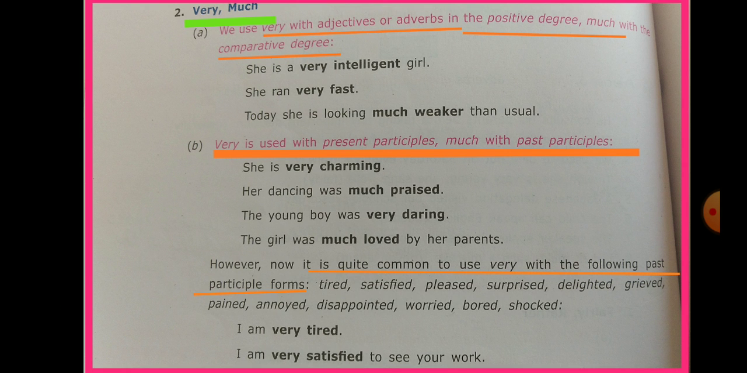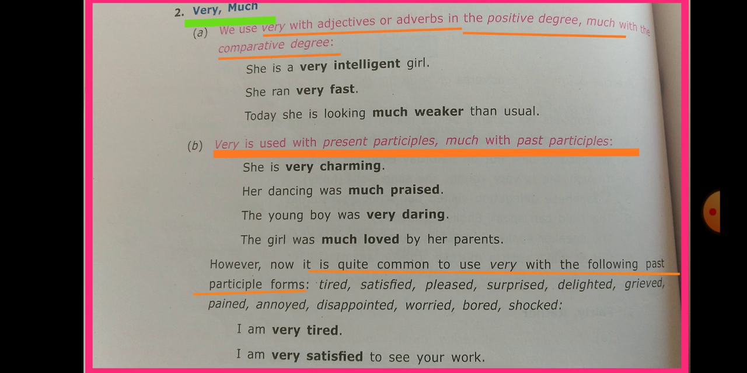Very and much. Very is used with an adjective or adverb in the positive degree, but much with the comparative degree. Like, she ran very fast. Here we are comparing only one person, so we are using only the positive degree because we are talking about one girl only. But if we have to talk about more than one, then we will use much. Like, the girl was much loved by her parents. So here we have used much.